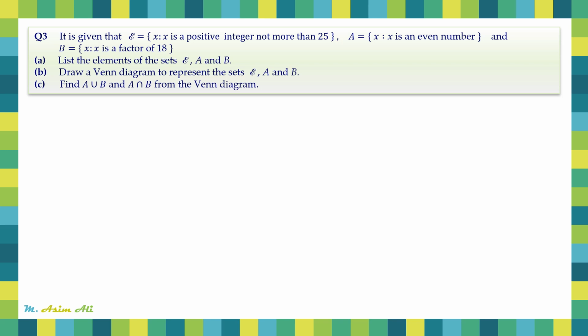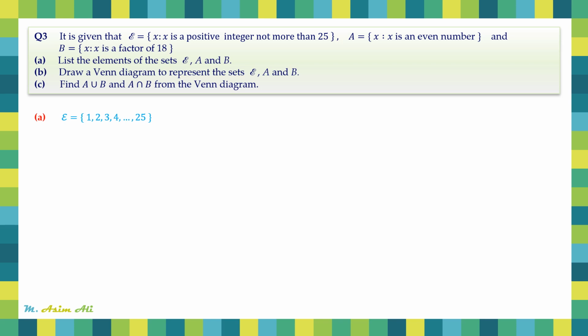So in part A, we have to list the elements of the three sets. First of all, the universal set is simply the first 25 integers, which are not more than 25 and they are positive. So we will not include 0. 0 is not a positive number. It's neither negative nor positive. So we will start from 1 and write all the integers from 1 till 25. We will use dot dot dot so that we don't have to write all the integers. They are understood to be included between 4 and 25.